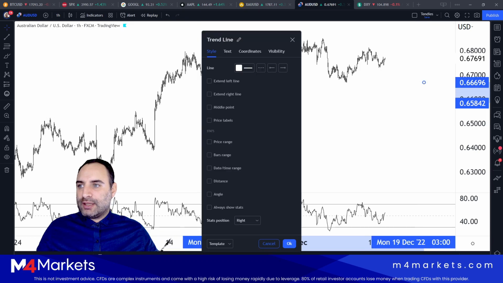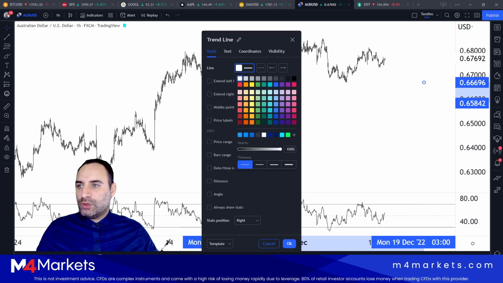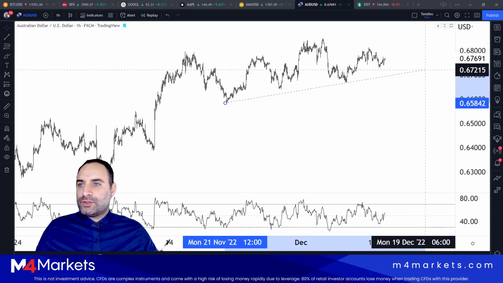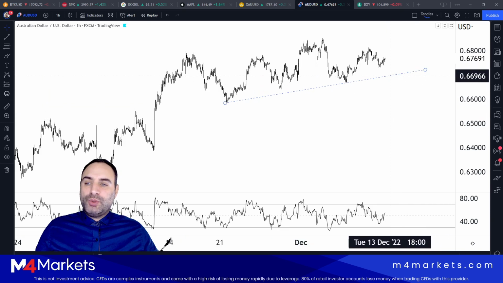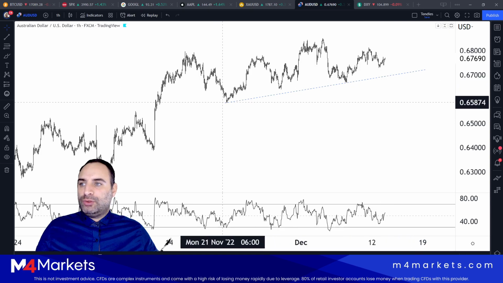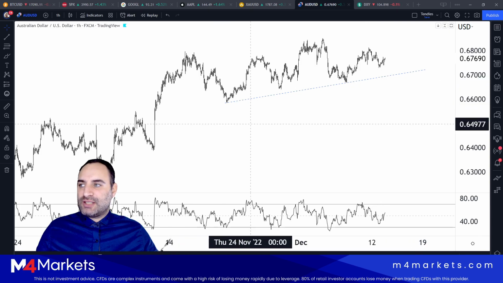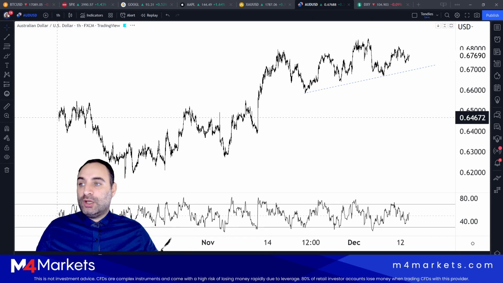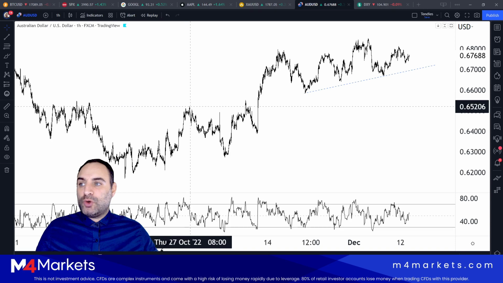Well, it looks like that is white color. That couldn't be worse. So losing this trend line is going to open the door to the 65.87 or so, and from there down at 65.24 or so.